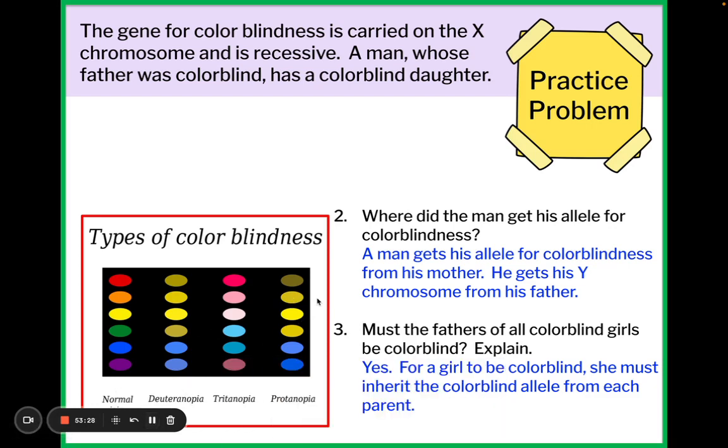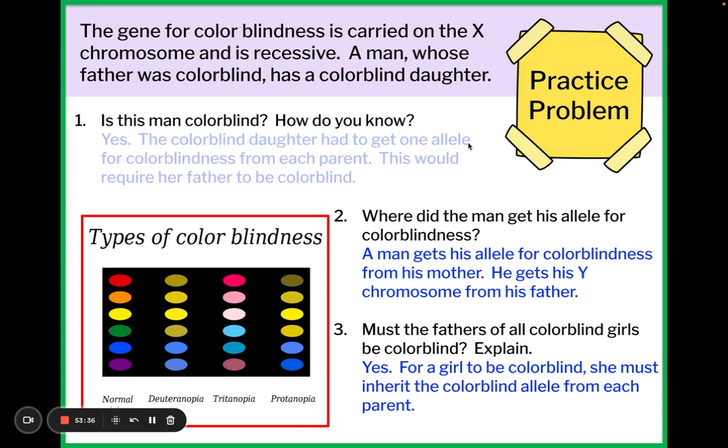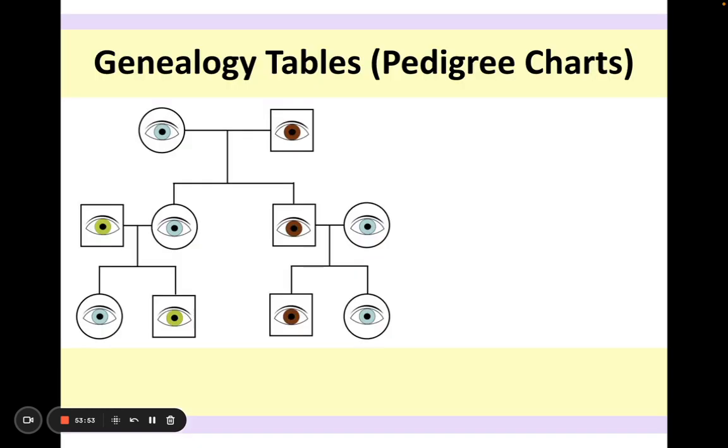So like we talked about, color blindness is also recessive, and it's carried on the X chromosome. So it's going to be very similar to our other problems that we did. You can have a bunch of different types of color blindness. I'm not going to go through all of this because we're at 53 minutes and 47 seconds, and that's a long time to be lecturing and you listening. So I'm going to move on quickly.